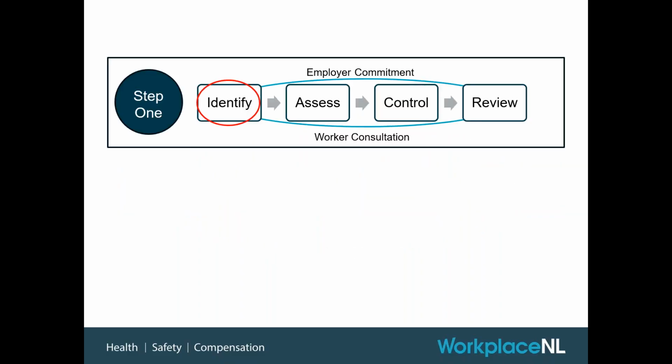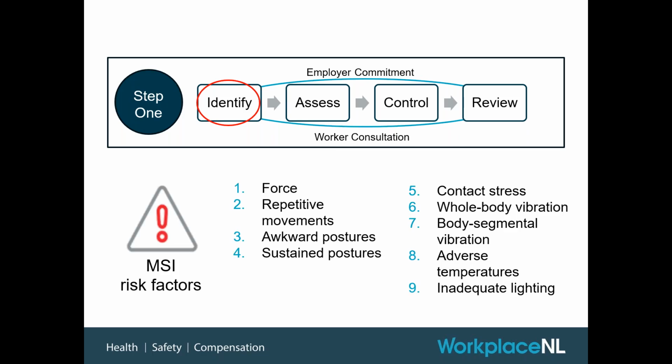All right, so looking at the identification piece, the process starts with looking at what can cause harm to your employees. So you're going to identify all reasonably foreseeable MSI hazards. And here's a list of MSI risk factors. These are the types of things that you're going to be looking for in your MSI hazard assessment, okay? Try to identify whether these risk factors are occurring in a particular task that you're assessing, and then you write on your hazard assessment form what those risk factors are.